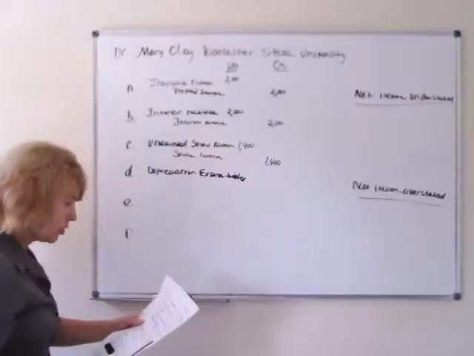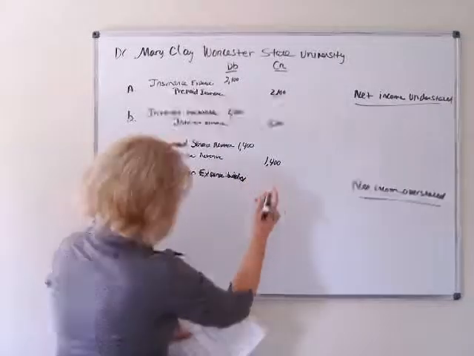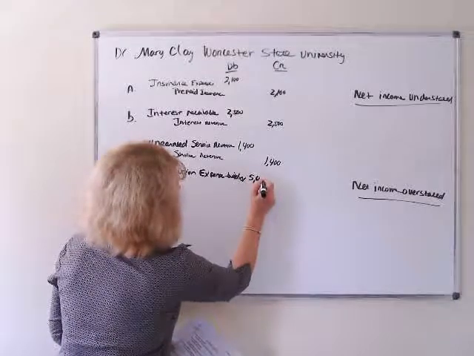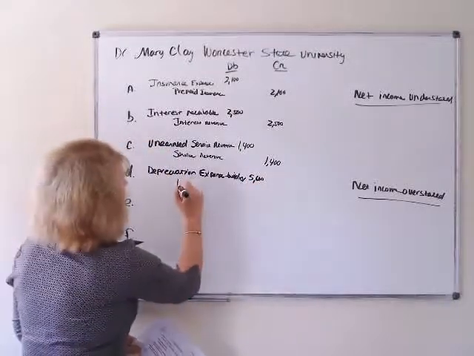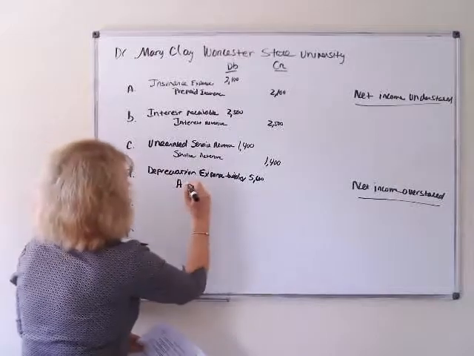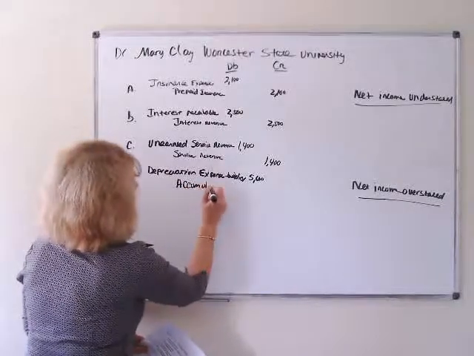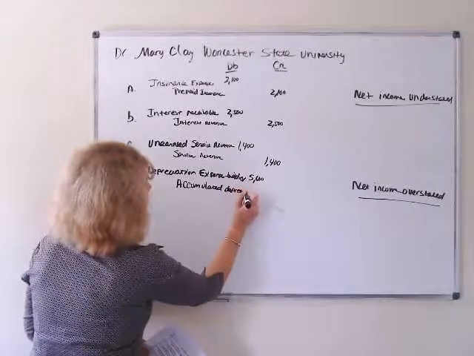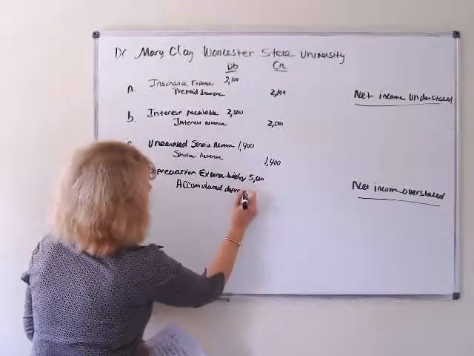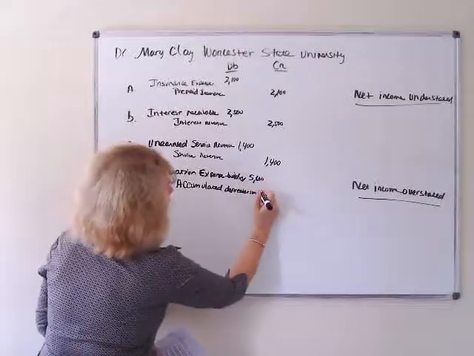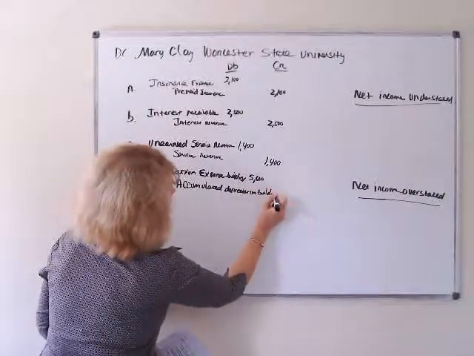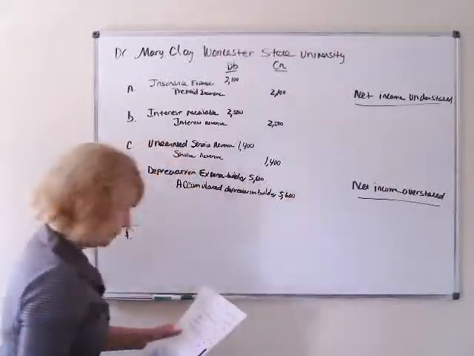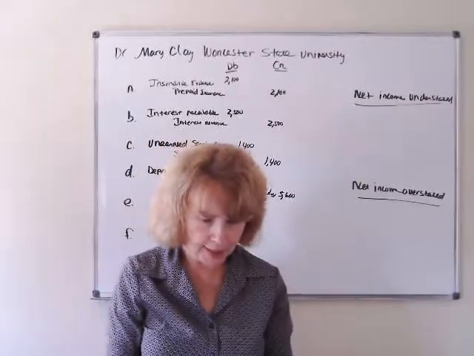It told me the amount, it did make me figure it out, and that was $5,600, my debit. My credit is accumulated depreciation, can't spell, building, I'm running out of room, 5,600. Okay? All right, next one. Here's what it says.